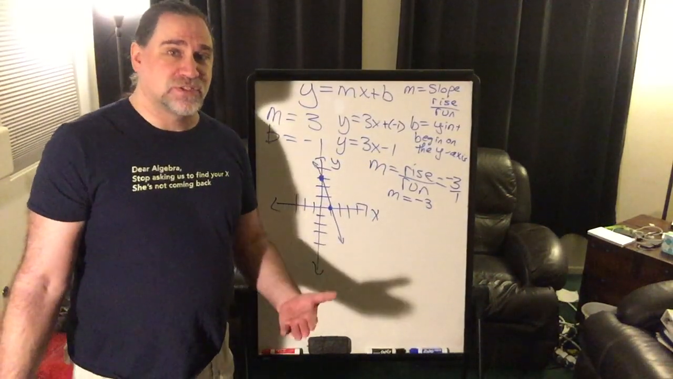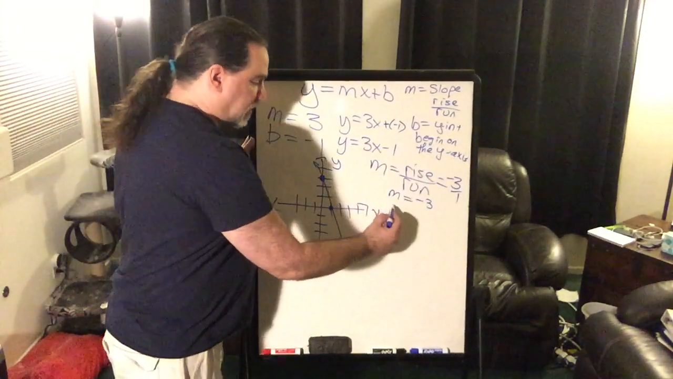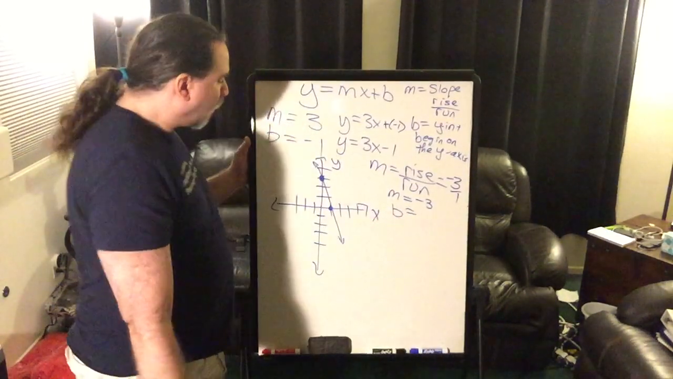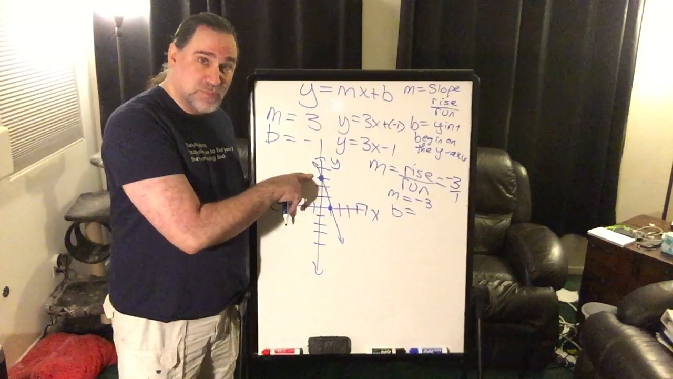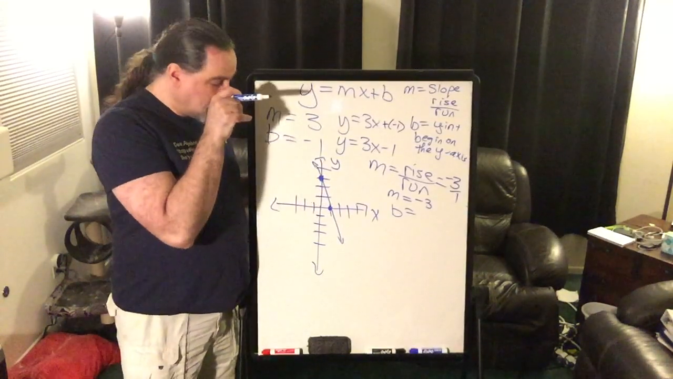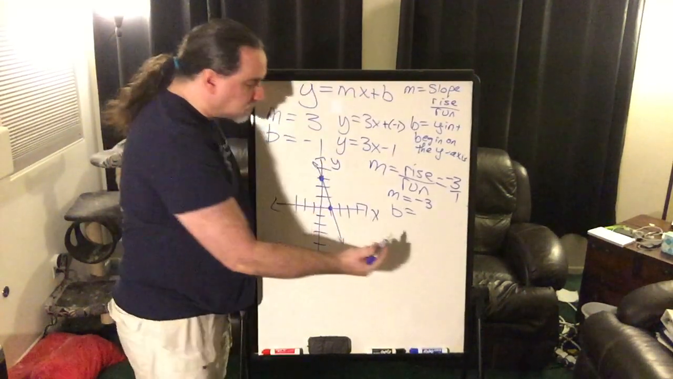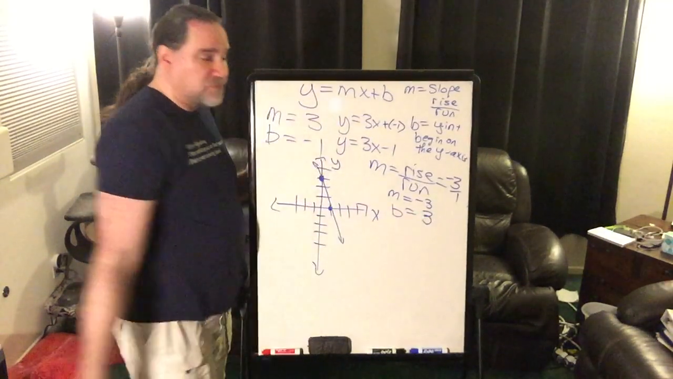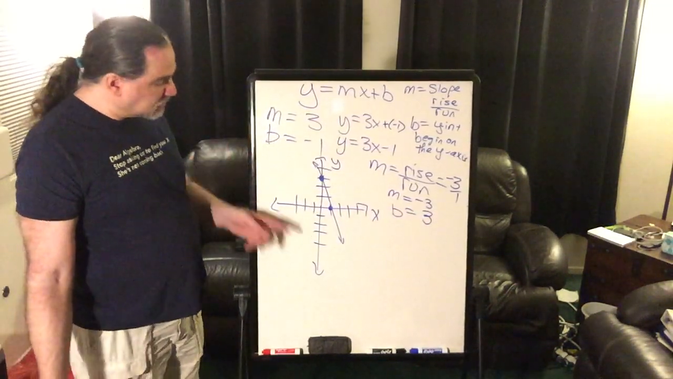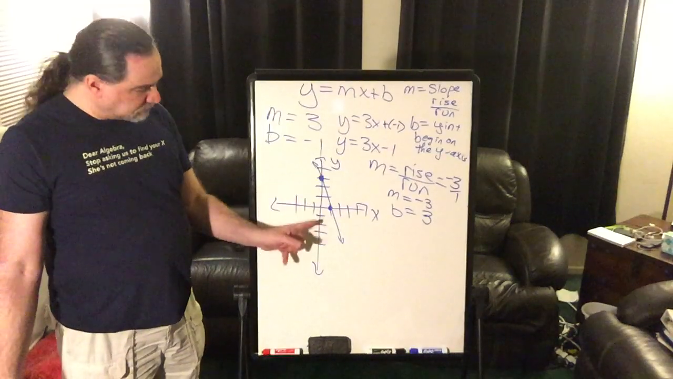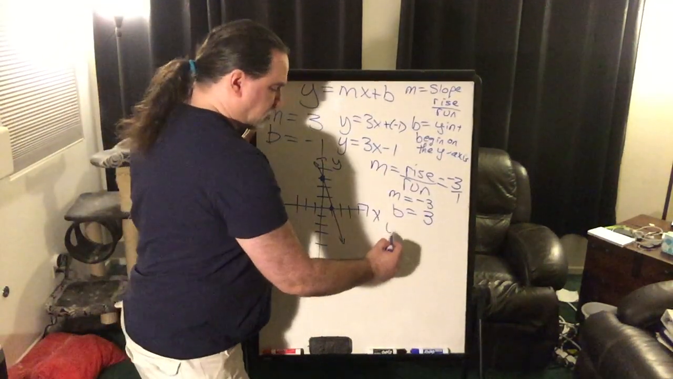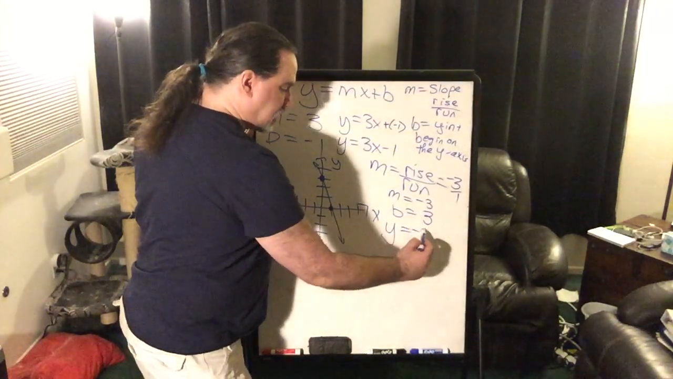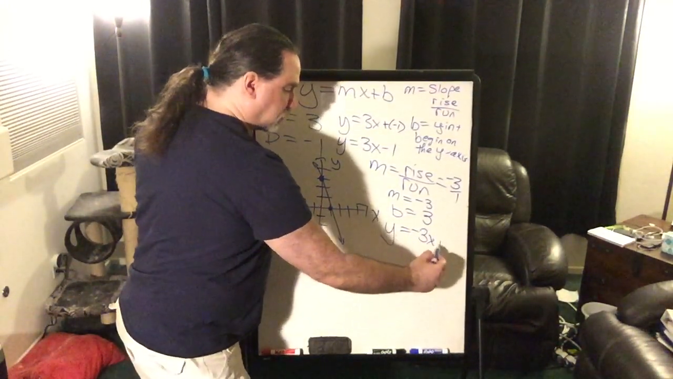Then I'm going to go back to the graph because I need to know the b value, the y-intercept. Where does it hit the y-axis? Well, again, that needs to be very obvious, graphically speaking. So I need to be able to see that. And I can. It's clearly hitting at 3. Positive 3. Here's 0, 0, so this is up at 3. So now I can write my equation. Y equals negative 3x plus 3.